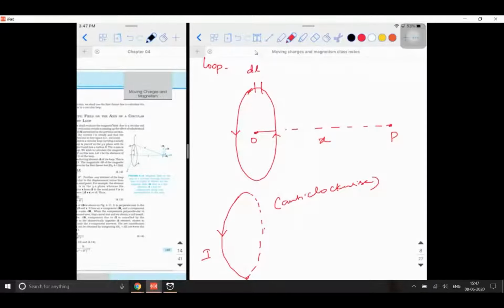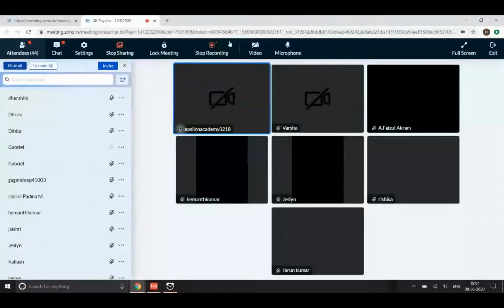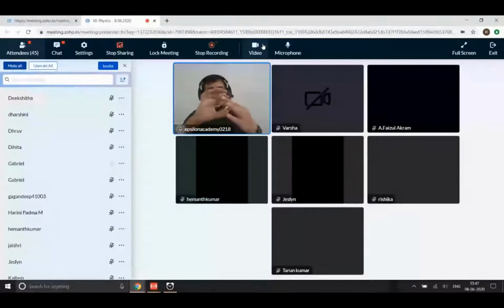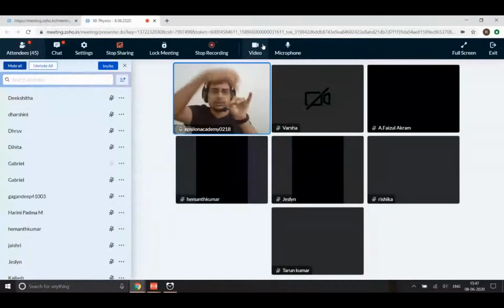So let me show again how I'm going to visualize it. I've taken this loop and the current is flowing in this direction. So when I see from this side, it is going to be in the anti-clockwise direction. When I see from this side, it will be in the clockwise direction. This is a very important concept, remember this. When I see from this side, according to the diagram I've taken, it is anti-clockwise. This is the part which is close to me, and this is the part which is away from me.